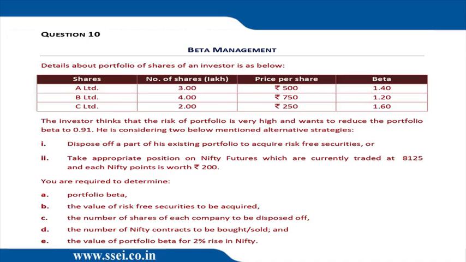Then according to the total market value, find out the weights, very important. Then weight into beta, that column total will be the beta of the portfolio. The investor thinks that the risk of the portfolio is very high and wants to reduce the beta to 0.91. This is the target beta.